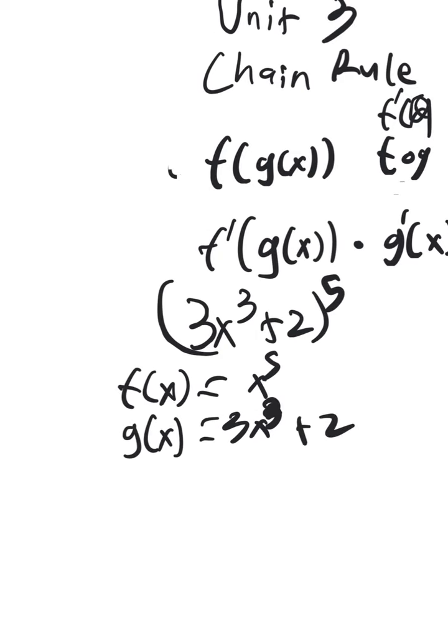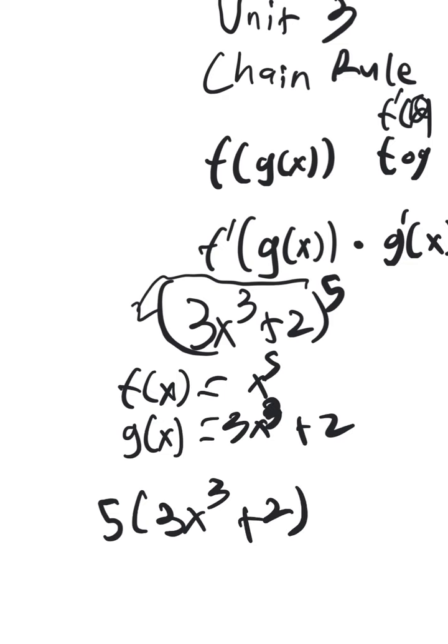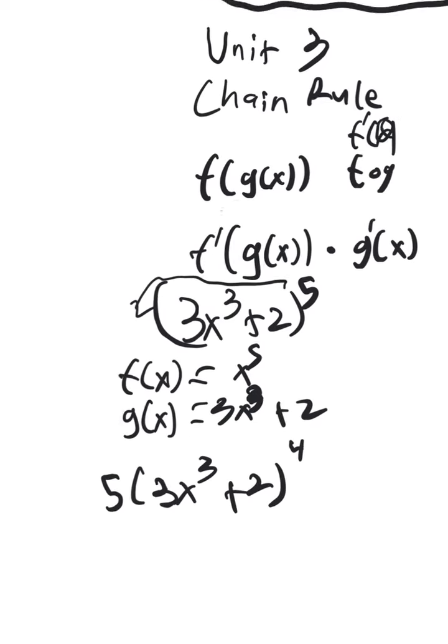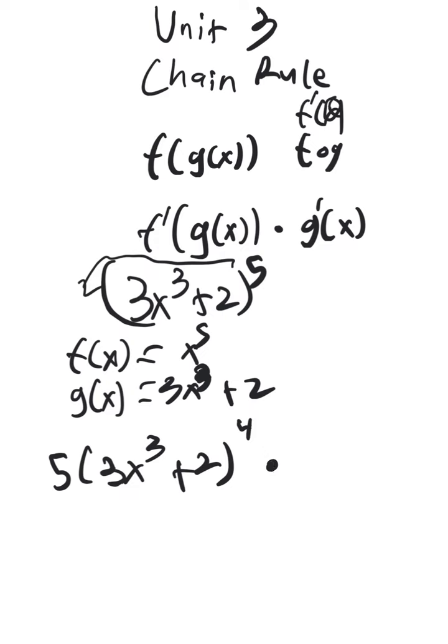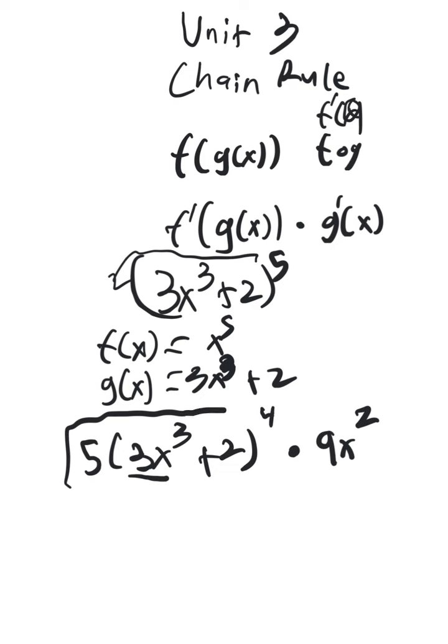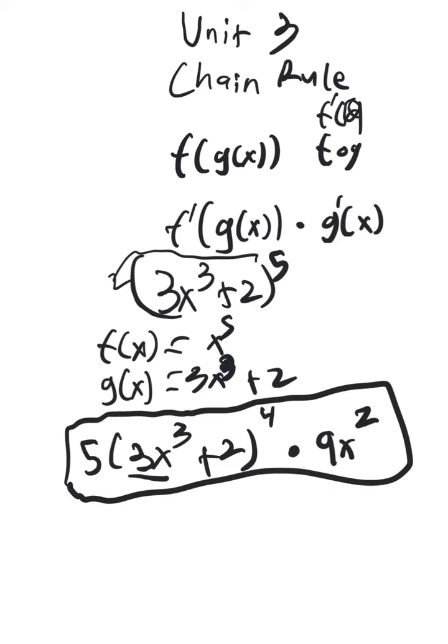So we'll bring the 5 down onto the outside, so it'll be 5 times, we leave the inside unchanged, and then subtract 1 from the exponent, and then multiply by the derivative of the inside. The derivative of 3x cubed is 9x squared due to the power rule, and the derivative of 2 is just 0. So then this is our final derivative using the chain rule. And it's a little easier to remember than the other ones just because you just have to multiply by the derivative of the inside. And if you have multiple iterations of the chain rule, you just keep multiplying by the derivative of the inside.